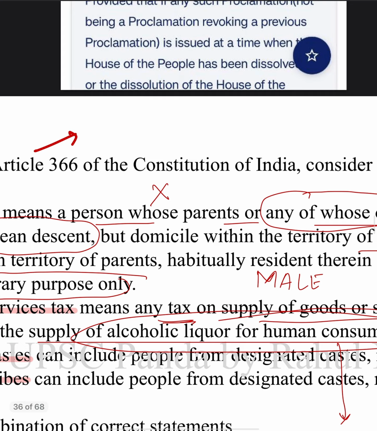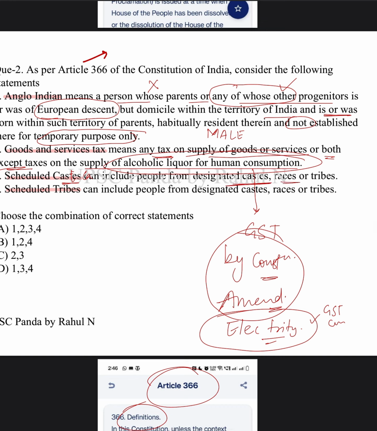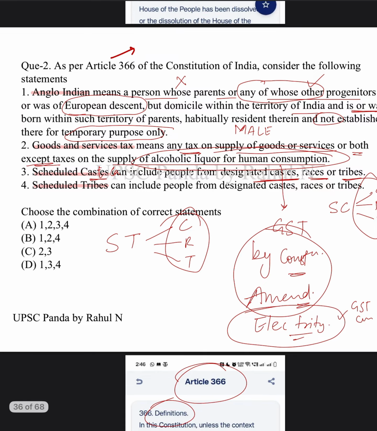ठीक है. Now let us move to the next question. It says scheduled caste can include people from designated caste, race and tribe. क्या शेड्यूल्ड कास्ट में कास्ट, रेस और ट्राइब तीनों हो सकते हैं? They have asked this. And scheduled tribe includes people designated caste, race and tribe. So ये क्वेश्चन है कि कौन रेस, कास्ट और ट्राइब तीनों को इंक्लूड करेगा.